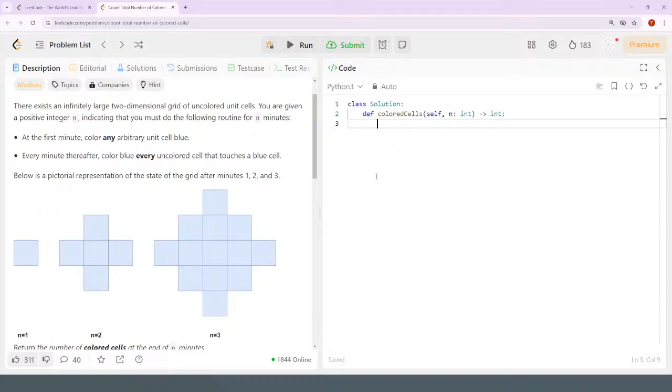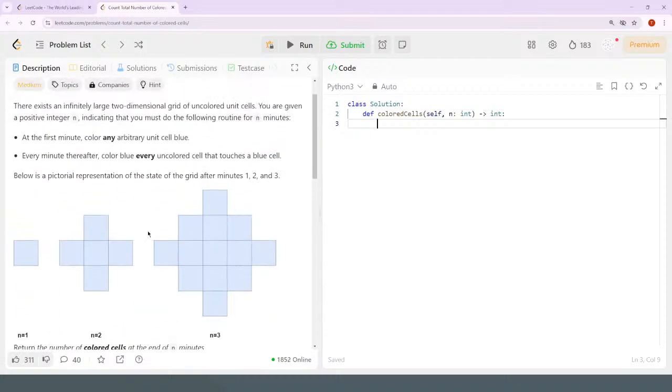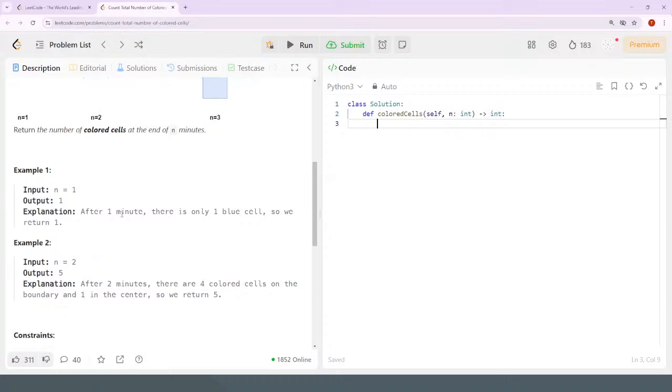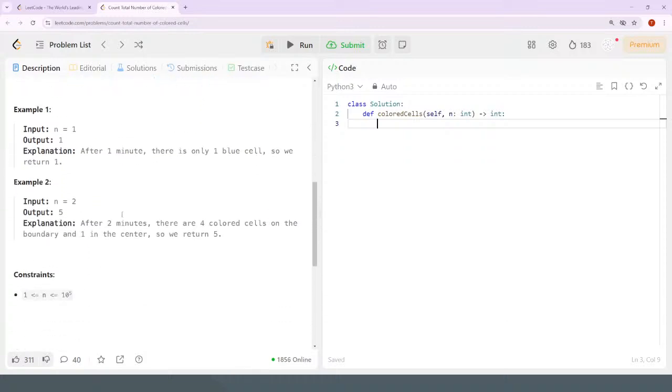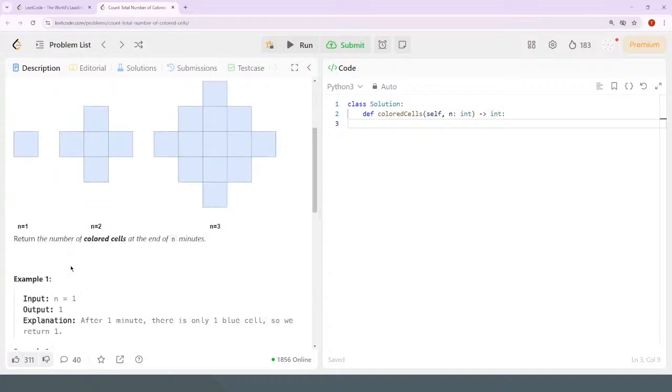I mean, you could do a recursion here, or you can do a for loop that increments the value each time, but there's just a formula. This is just a quadratic formula for this. n could be 10 to the fourth, and n can be 10 to the fifth.